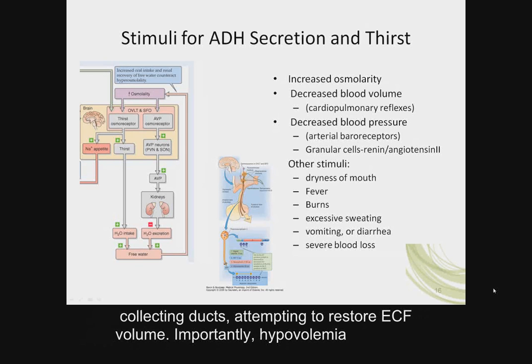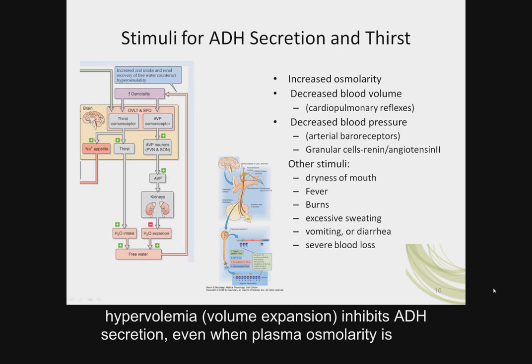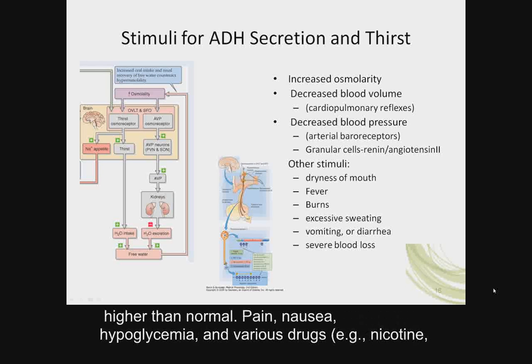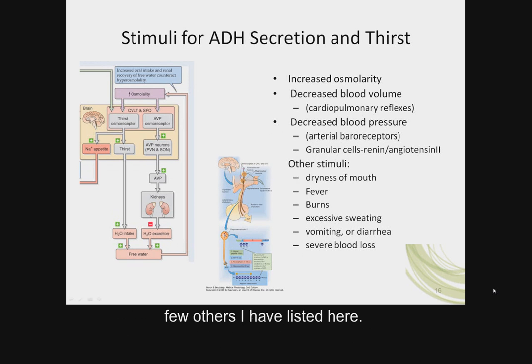Importantly, hypovolemia stimulates ADH secretion even when plasma osmolarity is lower than normal. Conversely, hypervolemia, volume expansion, inhibits ADH secretion, as I will show you on the next slide, even when plasma osmolarity is higher than normal. Pain, nausea, hypoglycemia, and various drugs, for example, nicotine, opiates, and anti-neoplastic agents, all stimulate the secretion of ADH, along with a few others I have listed here.